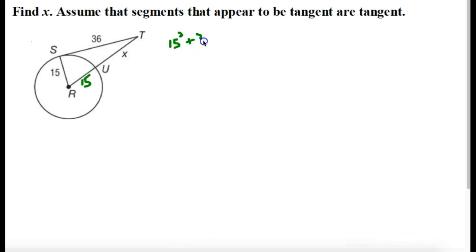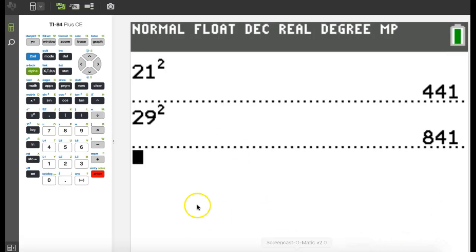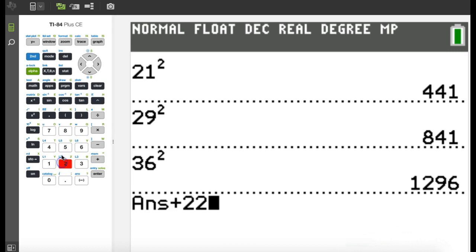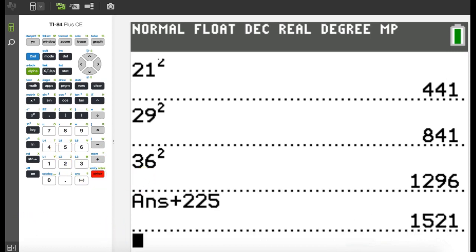We could say 15 squared plus 36 squared. Again, I forgot to mark that that's a right angle. So these are my a and b, equals 15 plus x, squared. Okay, I could write it like that. Well, then I can go ahead and square both of these values over here. So 15 squared is 225. I don't know what 36 squared is off the top of my head. 36 squared is 1296. So plus 1296 equals 15 plus x squared. Add those together. So plus 225, 1521.